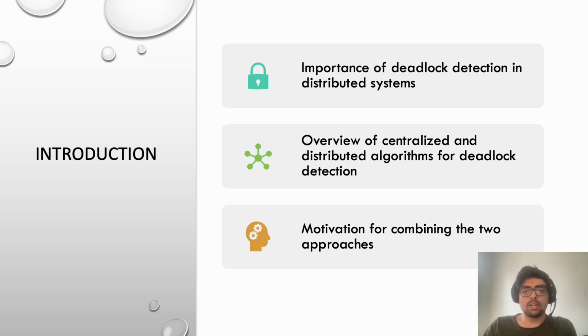In this presentation, we will discuss why deadlock detection is important and review existing centralized and distributed algorithms for deadlock detection. Then we'll introduce our proposed approach which combines the strengths of both algorithms and explain why we conducted our experiments. We'll present the results of our experiments comparing the scalability, network traffic, and execution time of all three approaches, and finally we'll talk about what our findings mean for future research and how it can be applied in a real world scenario.